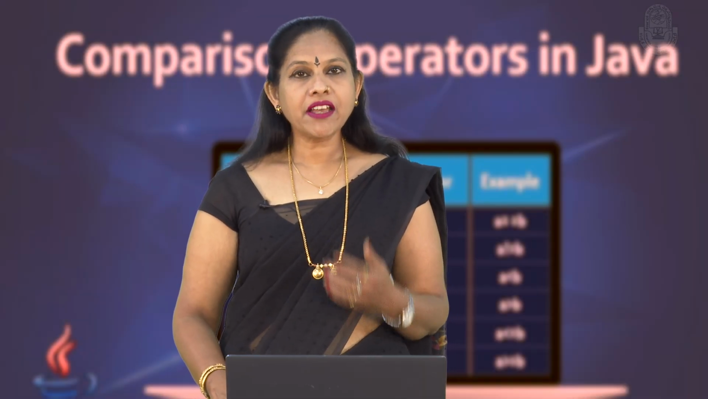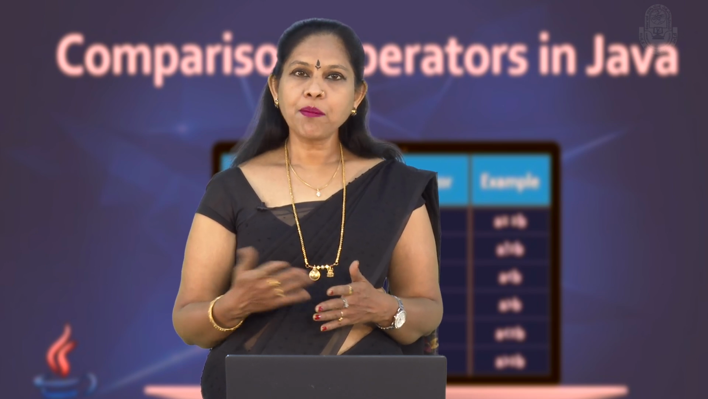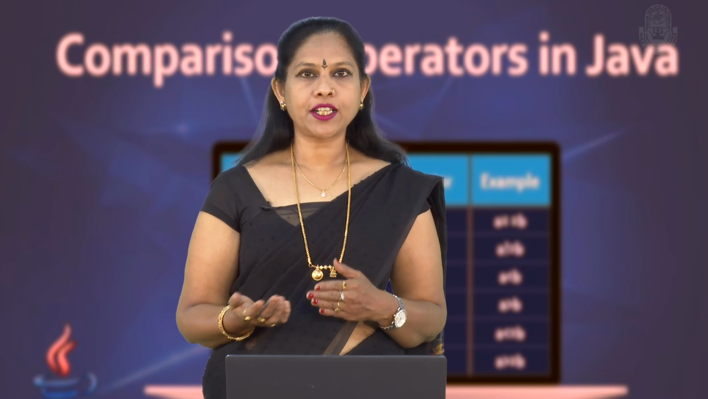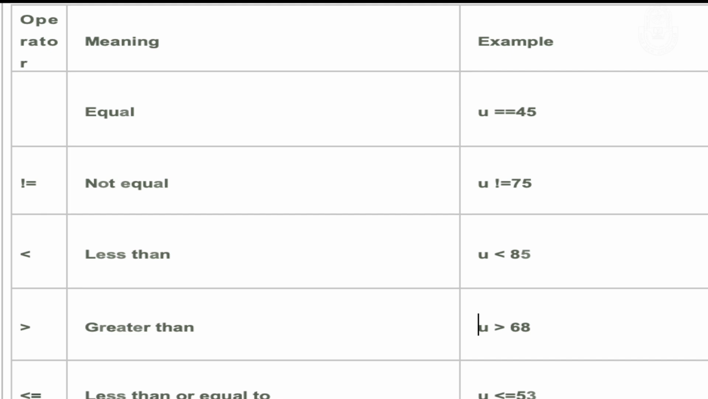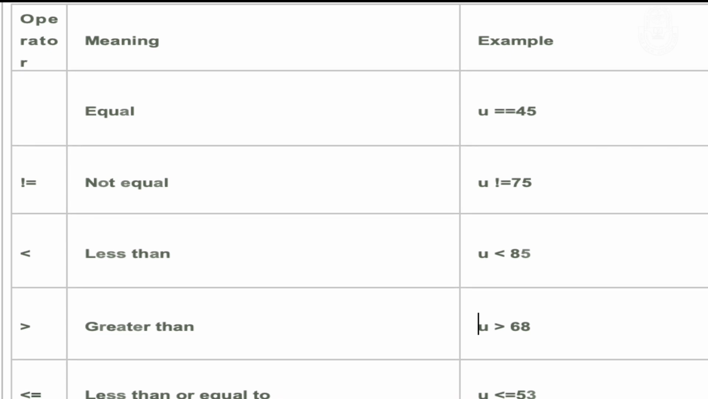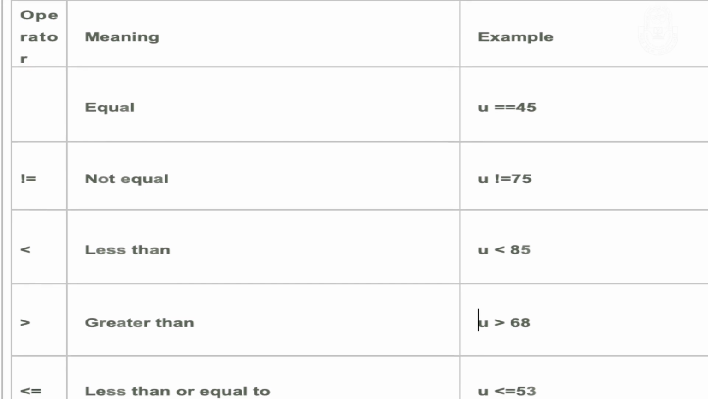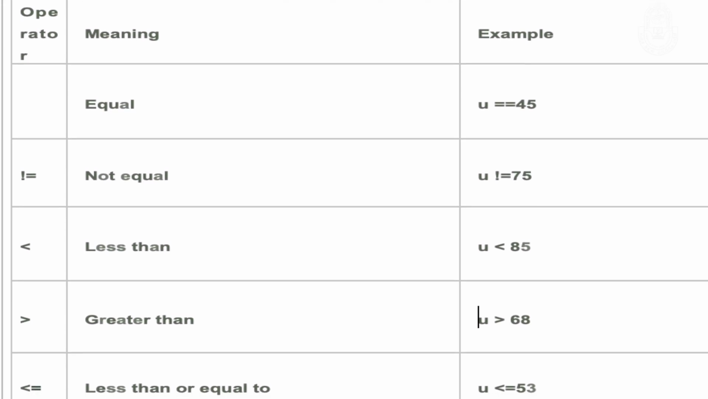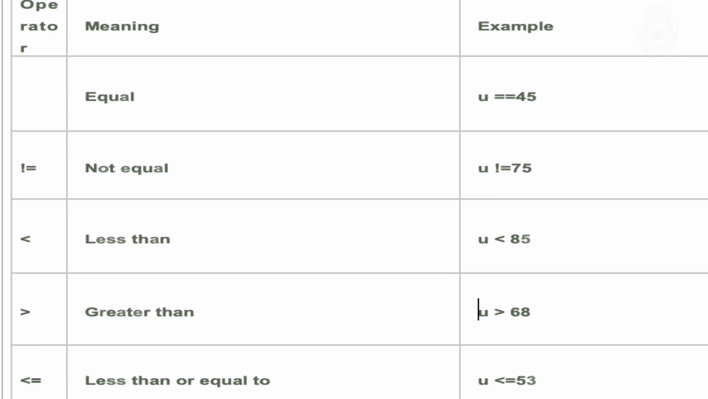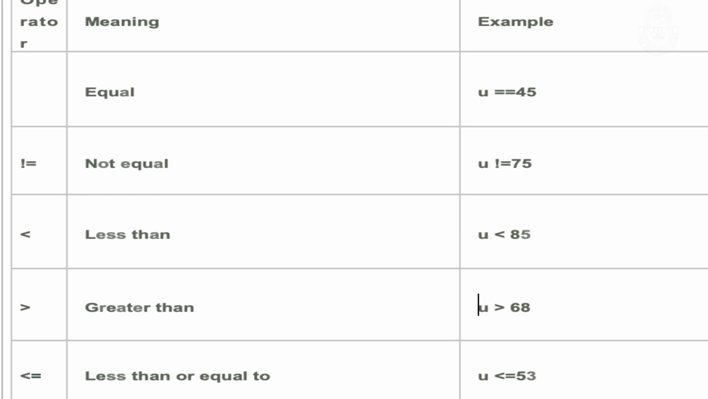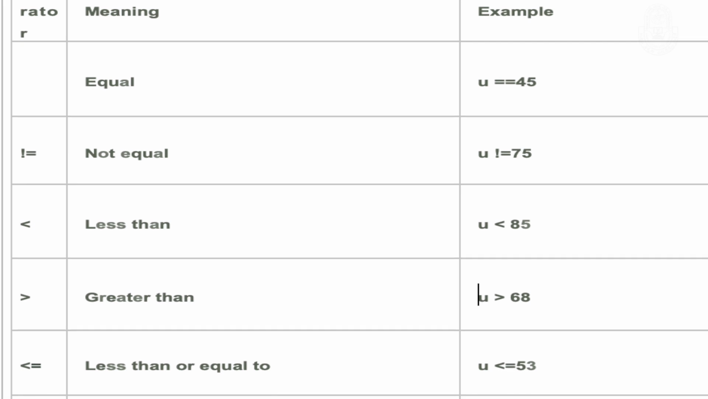Operators. There are several expressions for testing equality and magnitude. All these expressions return a Boolean value. Operator double equal to meaning equal. Example is U equal to 45. Exclamatory equal to meaning not equal. Example is U exclamatory equal to 75, means U is not equal to 75.